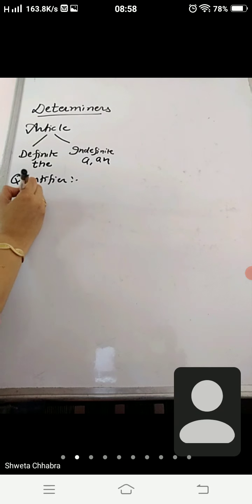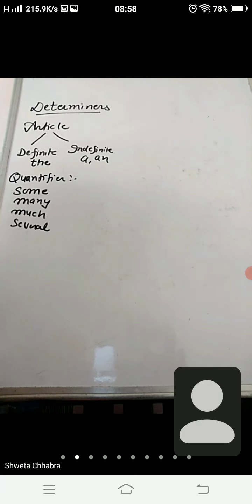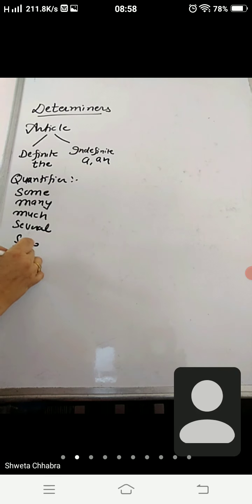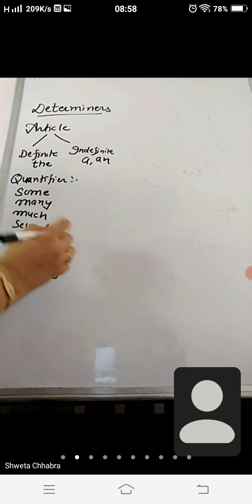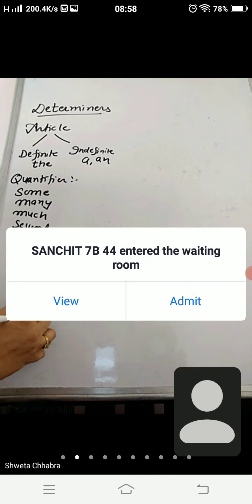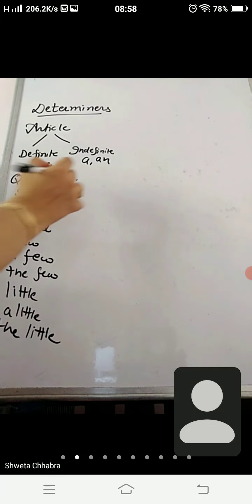Quantifiers like some, many, much, several. All these are determiners. In your paper, it can be asked: fill in with the suitable determiner. Few, a few, the few, okay, little, a little, the little, okay. So all these are quantifiers.